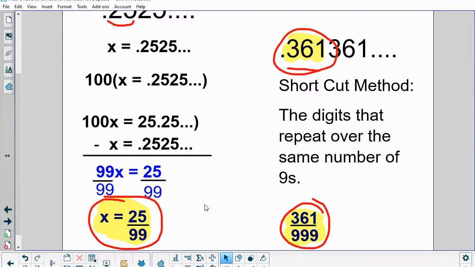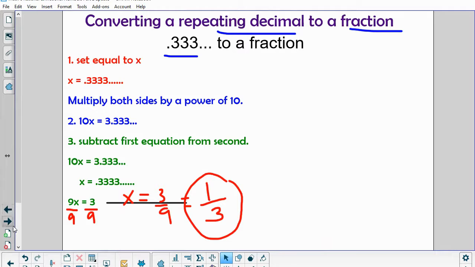So I want you to keep in mind what happened there. In our first example, when we had one digit that repeated, we ended up with 3, that digit, over 9.